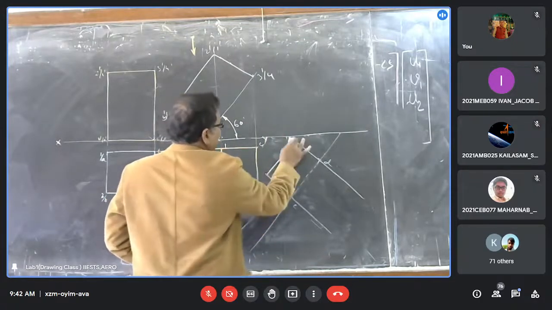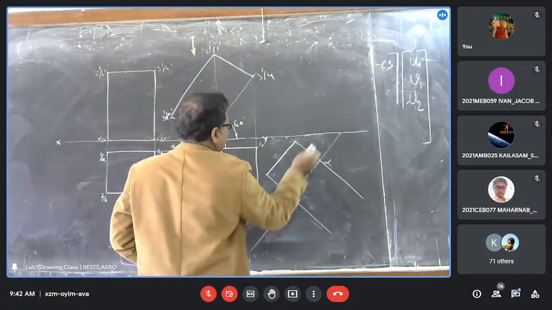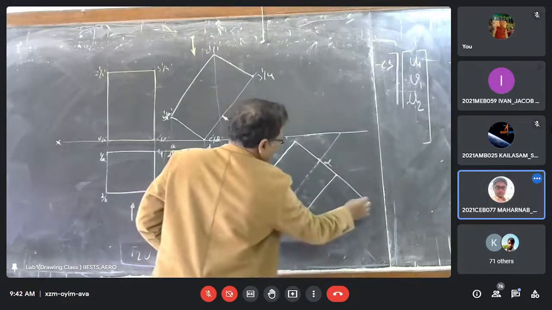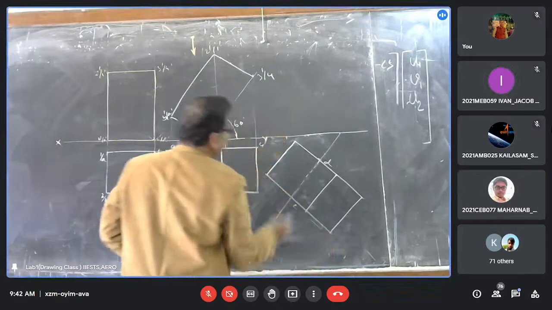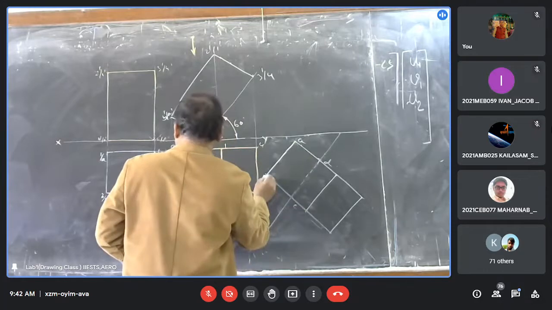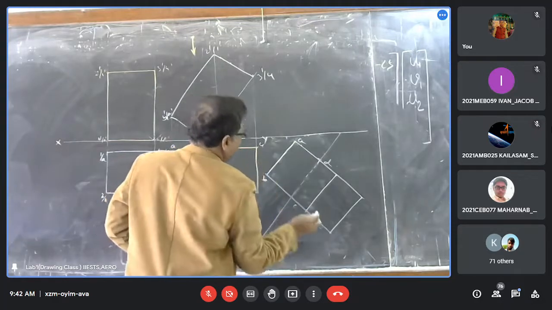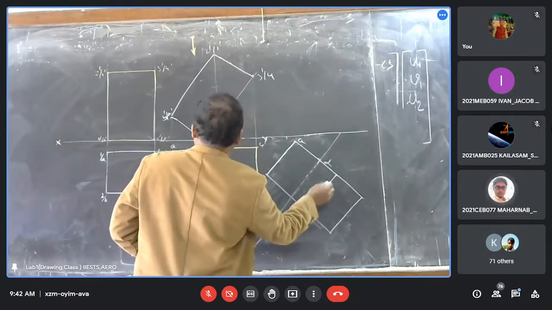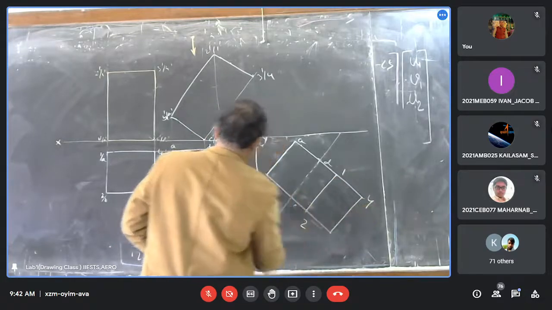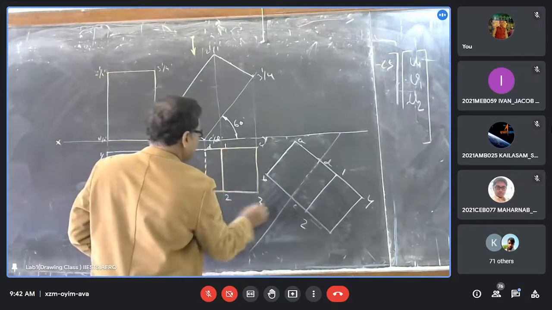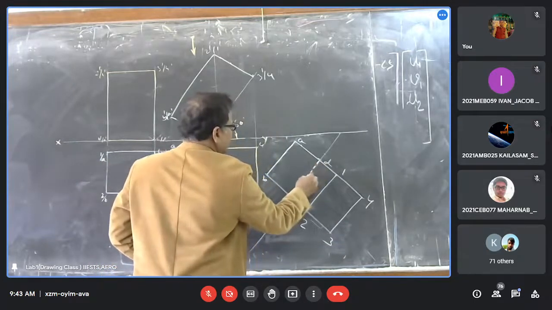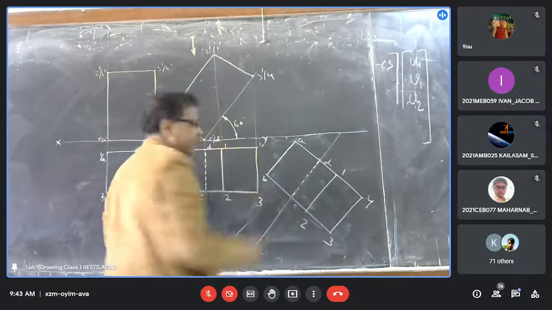Dear students, are you doing it in your exercise book? Yes, sir. Just copy this figure. This is C, and I think it is A, and this is your B, and this is your 1, this is your 2, and this is your 4, and this is your T. Am I correct?